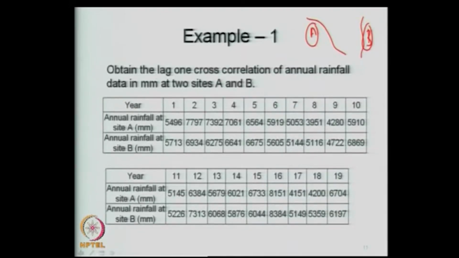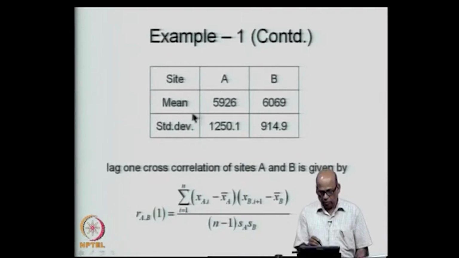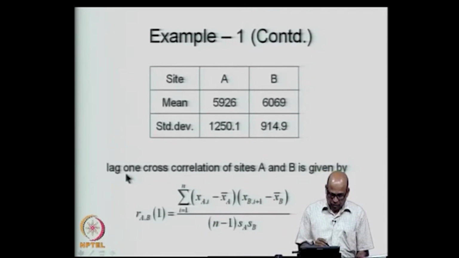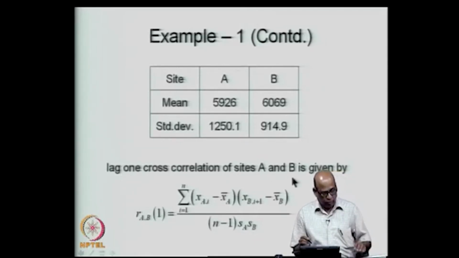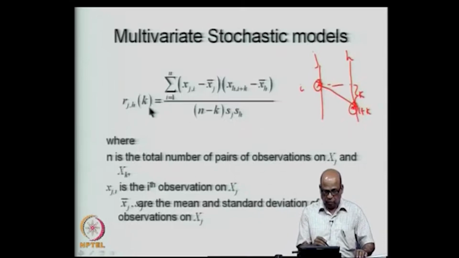So, we are now talking about lag 1 cross correlation. So, we will see how to get the lag 1 cross correlation. The same procedure can be adopted for obtaining different lags. Now, the mean values, which are again in depth units, millimeters, at site A is this and at site B is this. Now, the lag 1 cross correlation at sites A and B using this expression now.